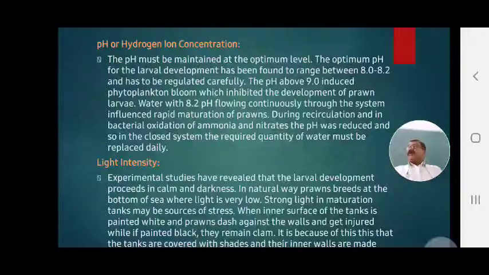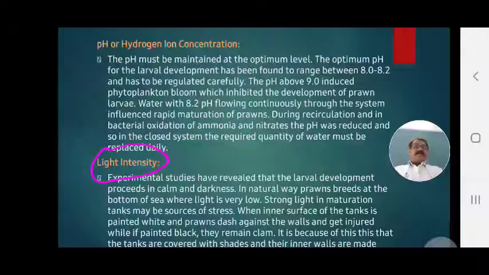Another important physical and hydrobiological parameter to be maintained for the culture of prawn, Penaeus indicus, is the light intensity.